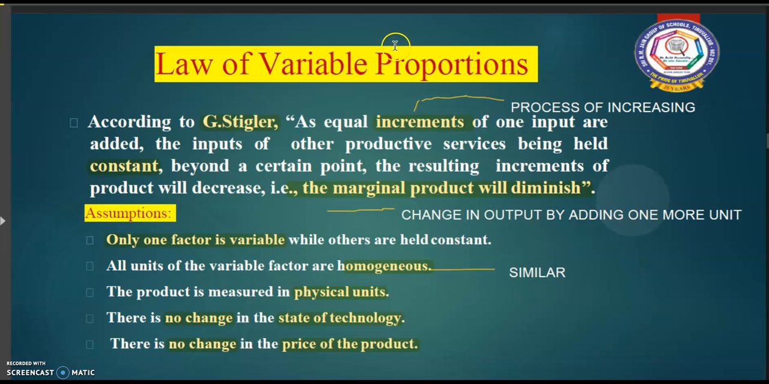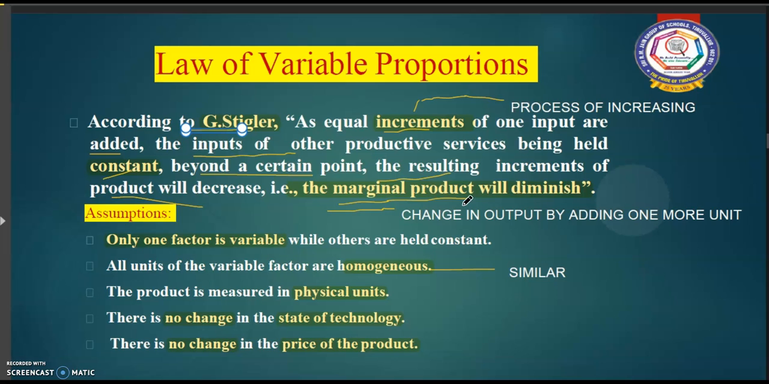Now, the law of variable proportions. According to G. Stigler, as equal increments of one input are added, the inputs of other productive services being kept constant, in the short run, just imagine only one input you are going to add. Beyond a certain point, the resulting increments of the product will decrease, that is, the marginal product will diminish.